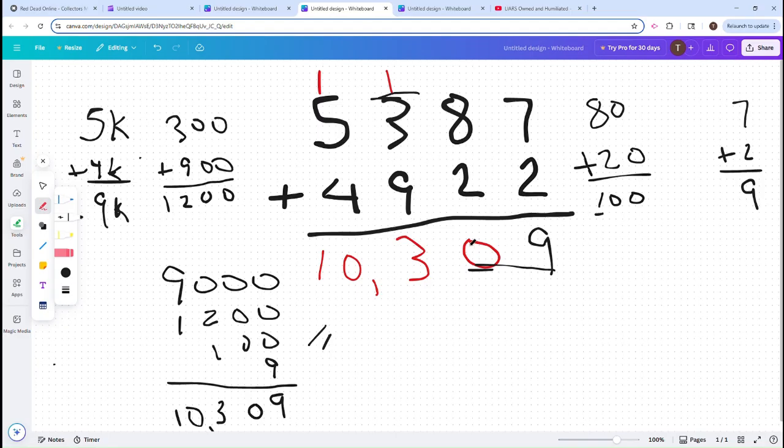387 plus 922 is 1,309. And that 1 goes over there. So that is addition in a nutshell.